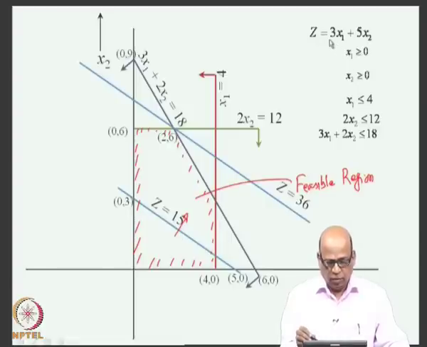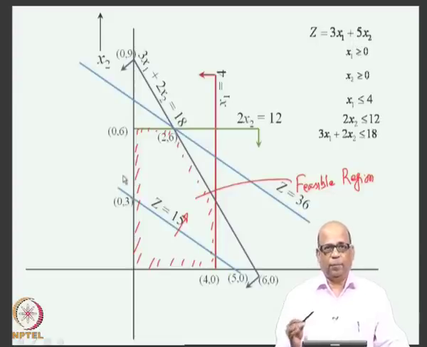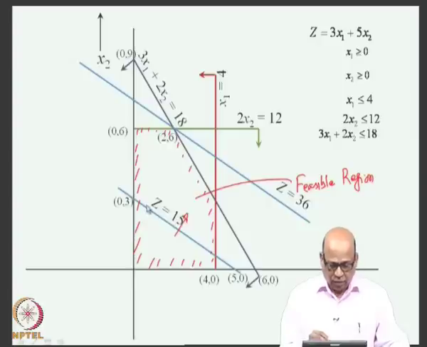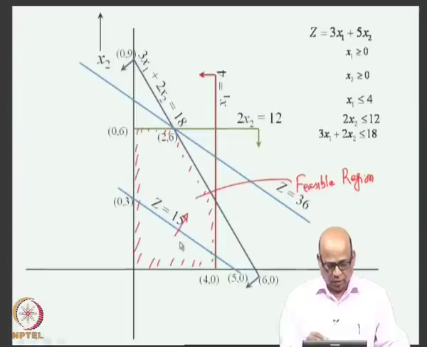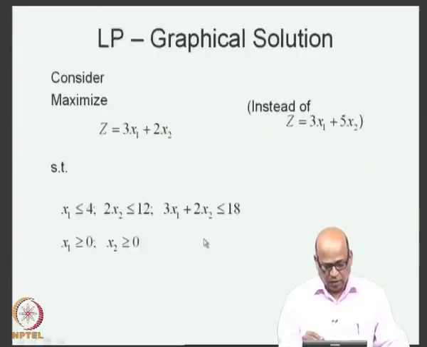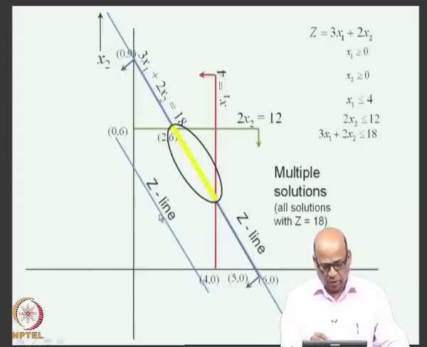What did I do in this? By changing 3 x1 plus 5 x2 to 3 x1 plus 2 x2, I changed the slope of the z line. So, the inclination of the z line changes and therefore, the z line becomes this now. Instead of this, the z line now changes the slope and then it starts moving parallel to itself in this direction.